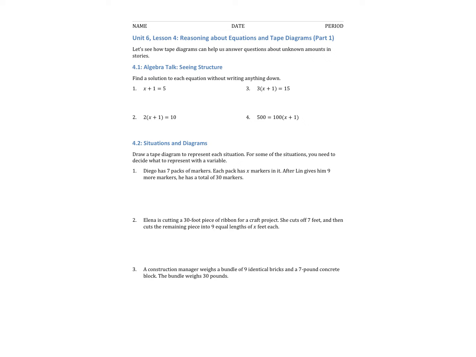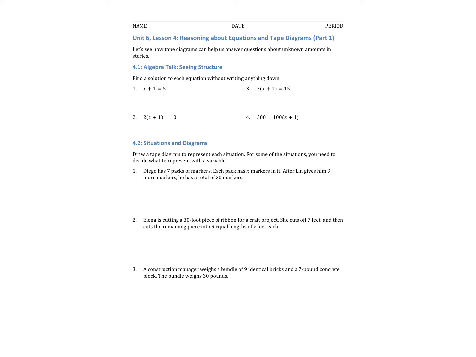The learning objectives for this lesson are: you'll be able to draw a tape diagram to represent a situation where there is a known amount and several copies of an unknown amount, and explain what parts of the diagram represent. And then you will also be able to find a solution to the equation by reasoning about a tape diagram or about what value would make the equation true.